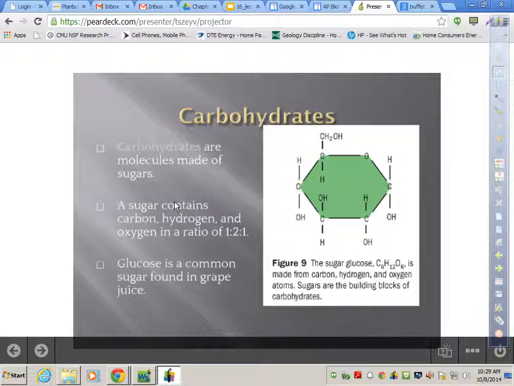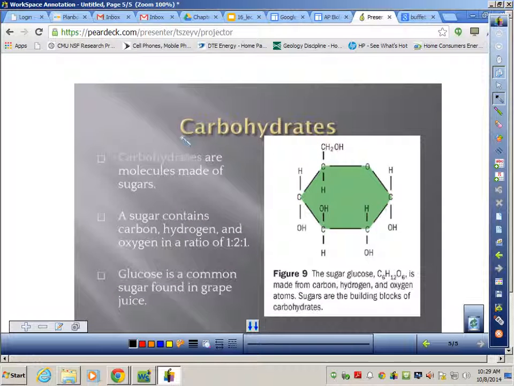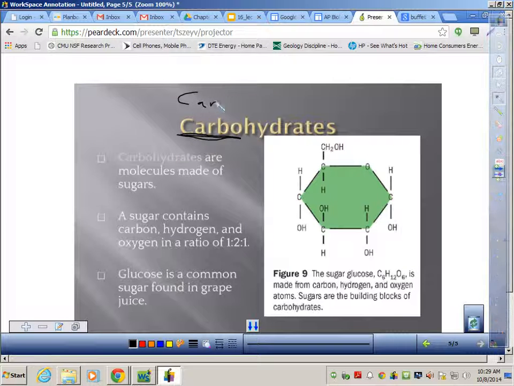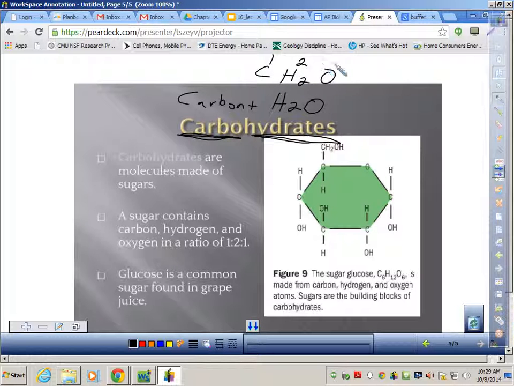So carbohydrates are molecules made of sugars. Carbohydrates are polymers made of sugar monomers. Let's break down this word real quick. What's the first part of this word? Carbo. What is that referring to? Carbon, right? What's the second part of the word? Hydrate, what's that referring to? Water, right? So carbon to hydrogen to oxygen is going to be a 1:2:1 ratio. Does that make sense? The word carbohydrate is literally referring to the fact that you have carbon bonded to water, basically.